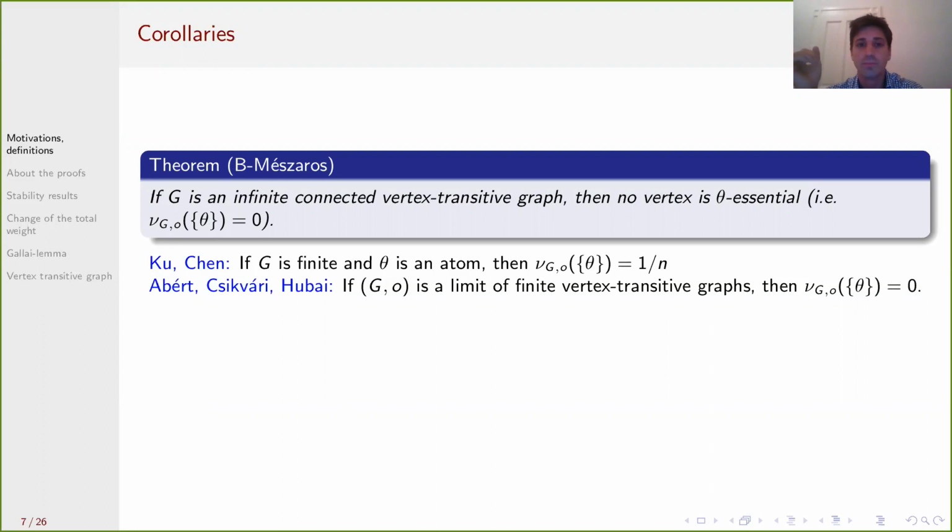This theorem was already proved in the finite case by Ku and Chen, but in the case of finite graphs it's a little bit different because you can see only atoms. So the statement there is that the size of the atom at theta is 1 divided by n. Aubert, Chikvari, and Hubei were able to prove the same statement under the assumption that the infinite graph is a limit of finite vertex-transitive graphs. So we were able to generalize these.